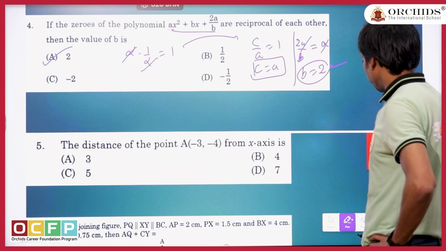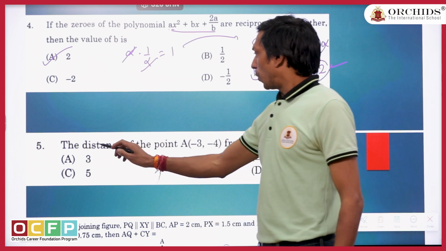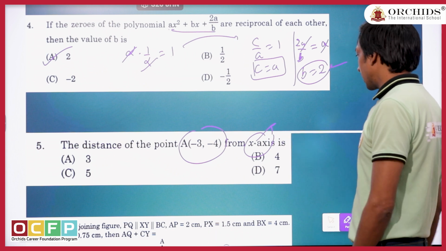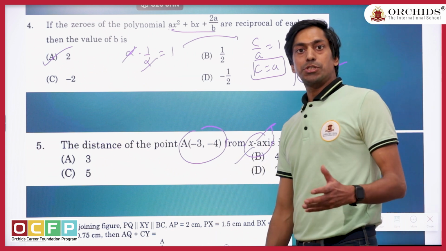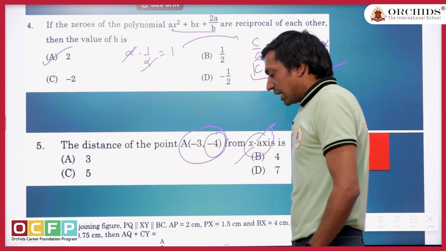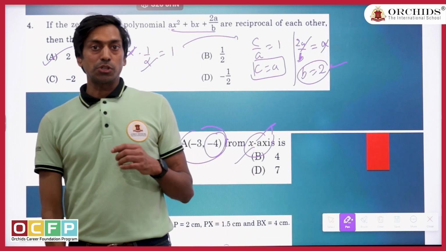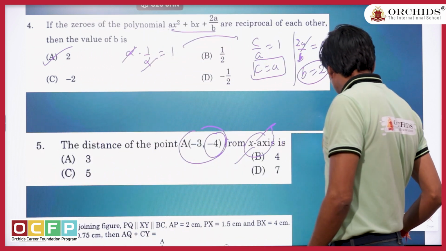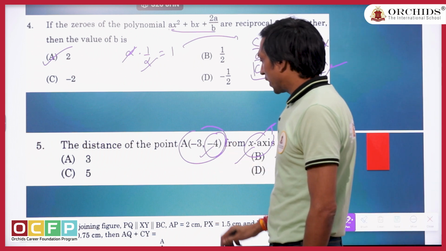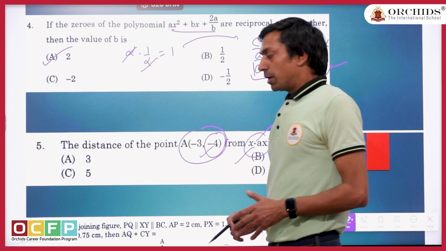Next question, question number 3. What is the distance of this point from the x-axis? If they are asking the distance from the x-axis, which coordinate do we take? The y coordinate. What is the y coordinate? -4. Luckily in this case, -4 is not an option. Many students commit mistakes in such questions, because for distance we have to take the positive value. This represents the position of the point, but they are asking the distance of the point from the x-axis.